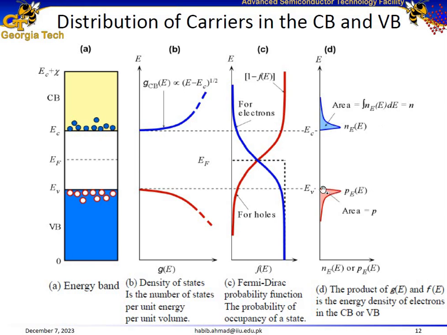Similarly, the holes actually do not just occur at the top of the valence band. They have a certain distribution, where we also see a certain peak distribution, which is close to the valence energy level, but it's not exactly at the valence energy level. Similarly, this peak distribution of electrons is close to the conduction band, but it's not directly at the conduction energy level. It's around half kBT away from the conduction energy level.